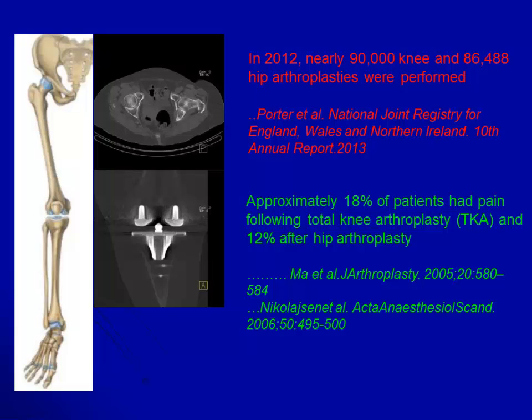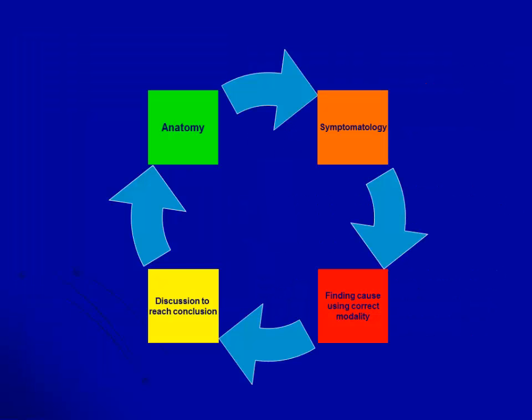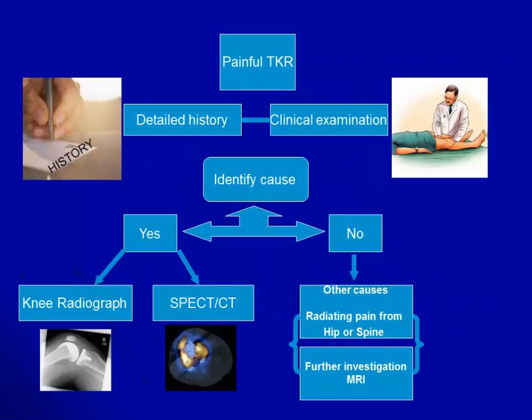In 2012, there were about 90,000 knees and 86,488 hip arthroplasties performed. These are the national statistics, and approximately 18% of patients had pain following total knee arthroplasty and 12% after hip arthroplasty. Again, the same, I'll skip this.